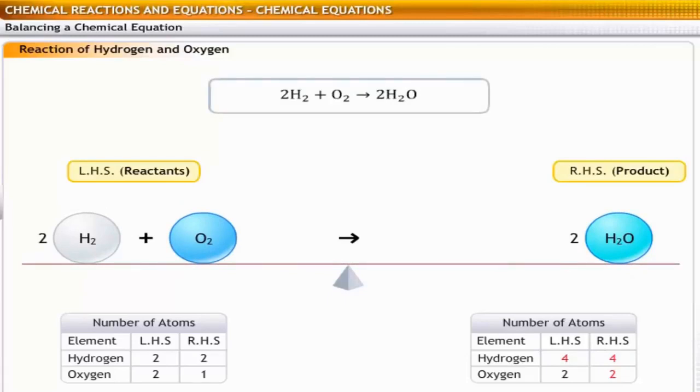Now, let's take a look at the final equation. The atoms of each element on the left and on the right-hand side of the equation are now balanced as per the law of conservation of mass. According to the final balanced equation, 2 molecules of hydrogen react with 1 molecule of oxygen to form 2 molecules of water.